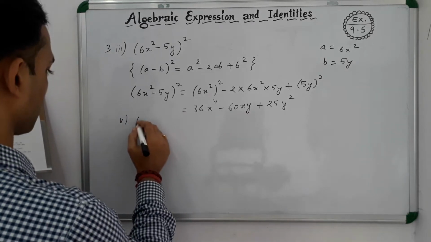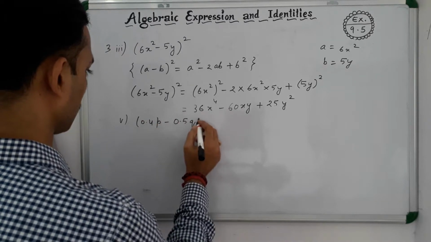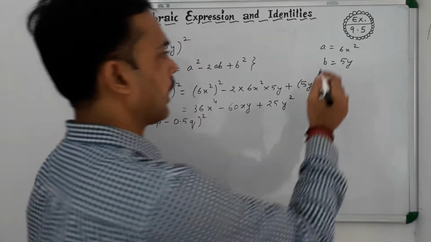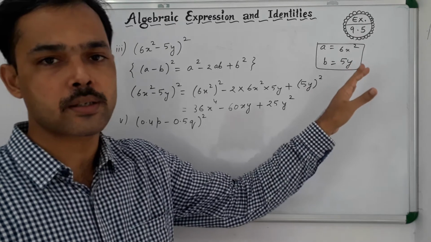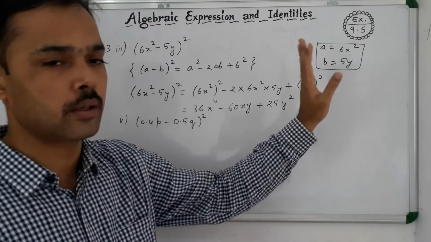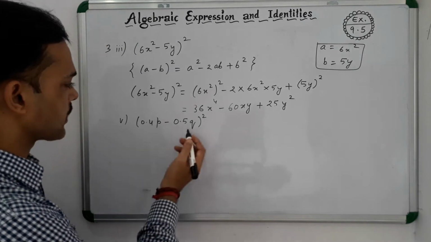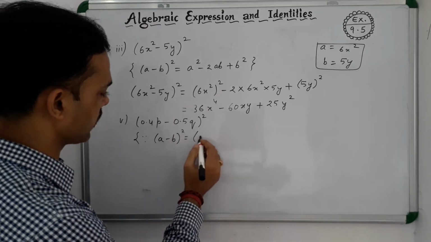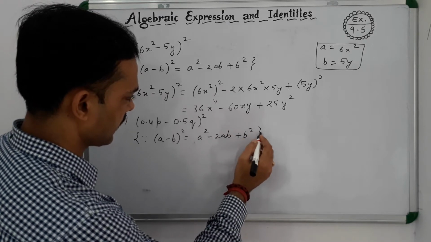In the fifth part the question is (0.4p − 0.5q)². Okay, so this I have told you people only for getting an idea. You people can write this in rough work, and once you have practiced, then you people can directly attempt without having these things written in rough copy. Now once again it is (a − b)².